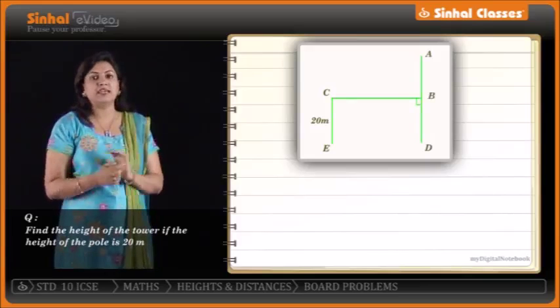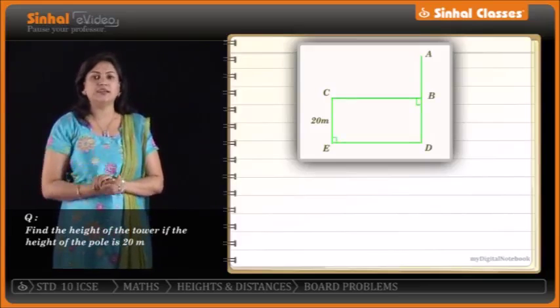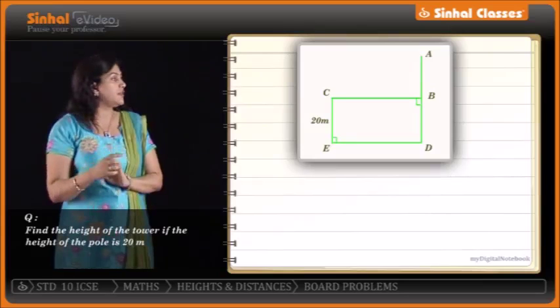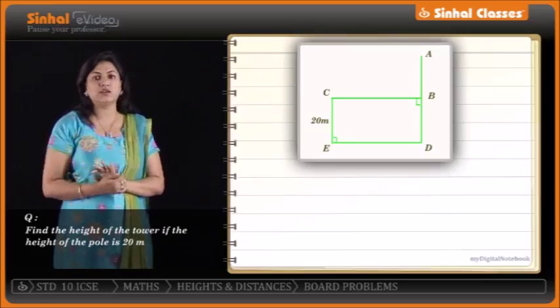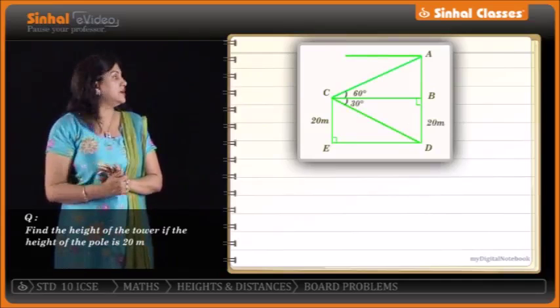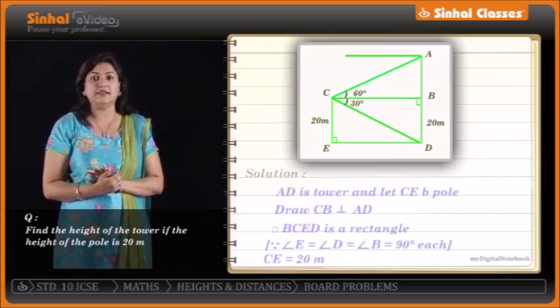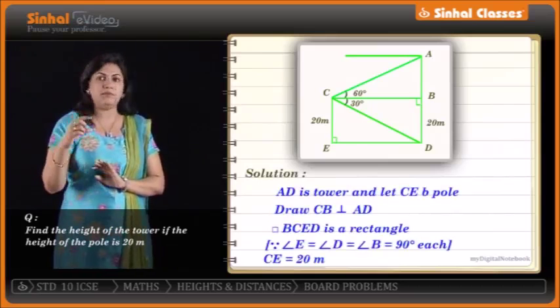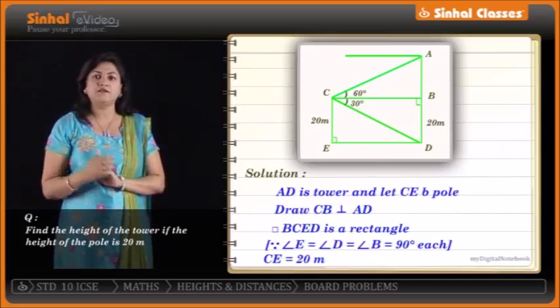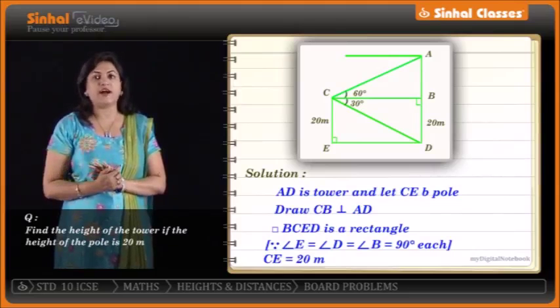Now BCED is a rectangle because each angle is 90 degrees. So we will get BD is equal to CE, which is the height of the pole, which is 20 meters. Now we want to find the height of the tower, that is AD. AD will be AB plus BD. We already know BD as 20 meters. So in short, we are left to find the length of AB. Now we have two right angle triangles.